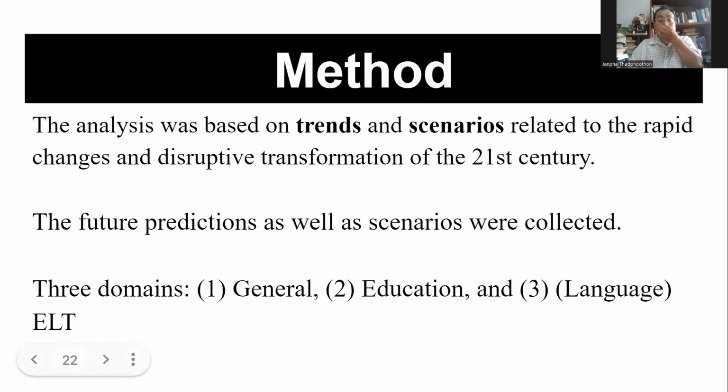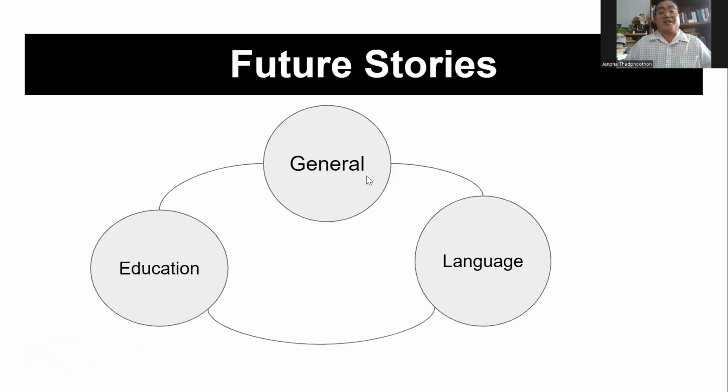So the method I'm using is what we call reverse genealogy. I will look at the trends, predictions, and scenarios that people make about the future, and the predictions are classified into three domains: the general prediction, predictions about education in general, and predictions regarding language education represented by ELT. So this is the future study in general, in education, and in language.